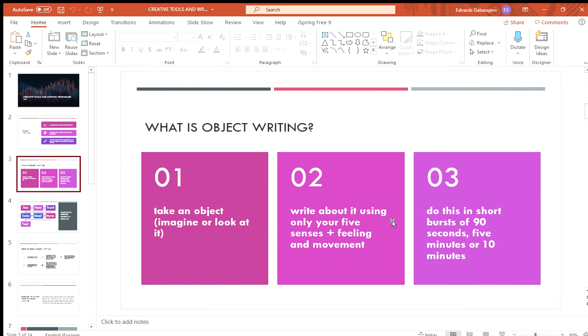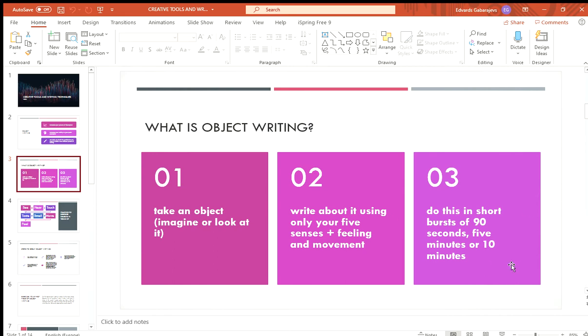and then you need to write about it using only your 5 senses, plus feeling and movement. So you put one object into these 7 different perspectives, and you write your associations and thoughts regarding that object in terms of specific 7 feelings, senses, right? We will take a look at them in the next slide.